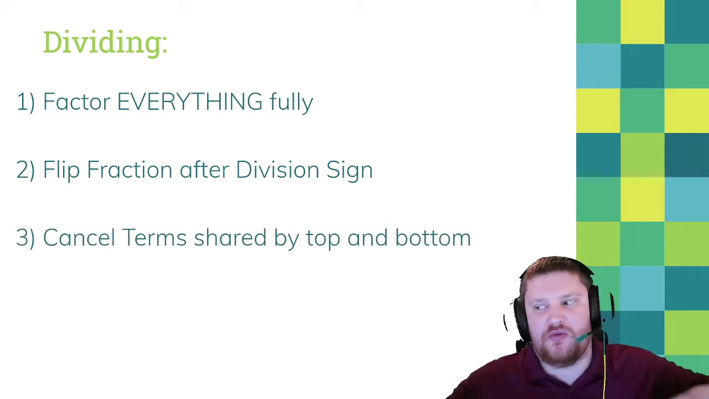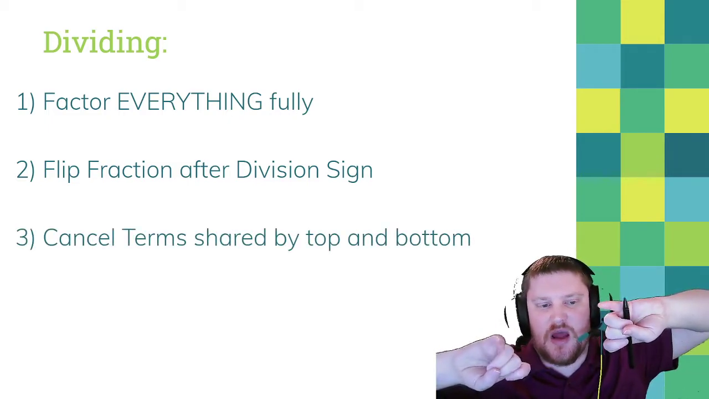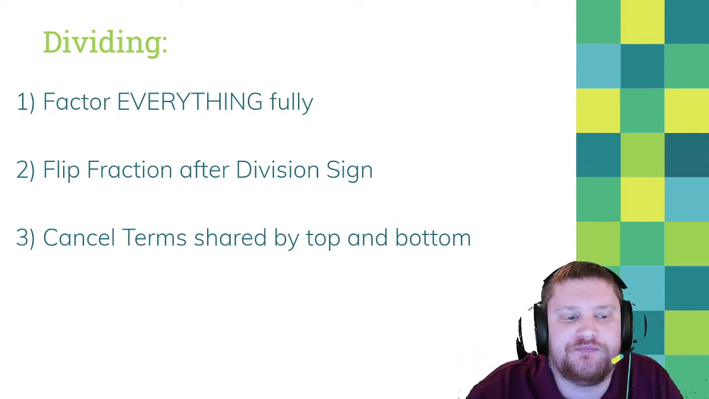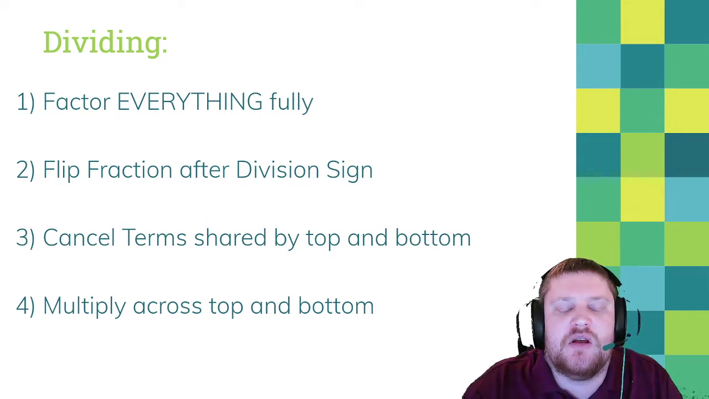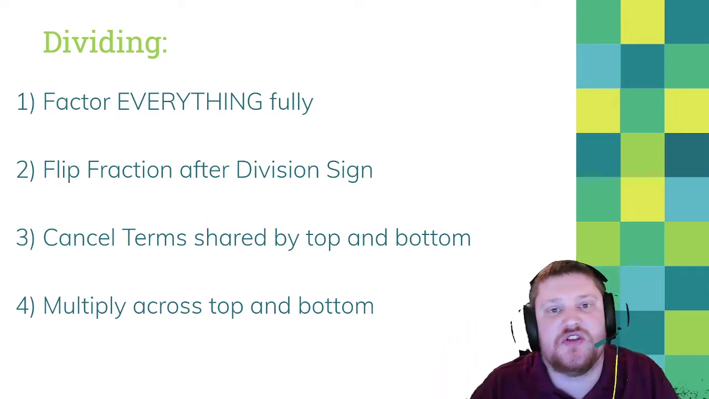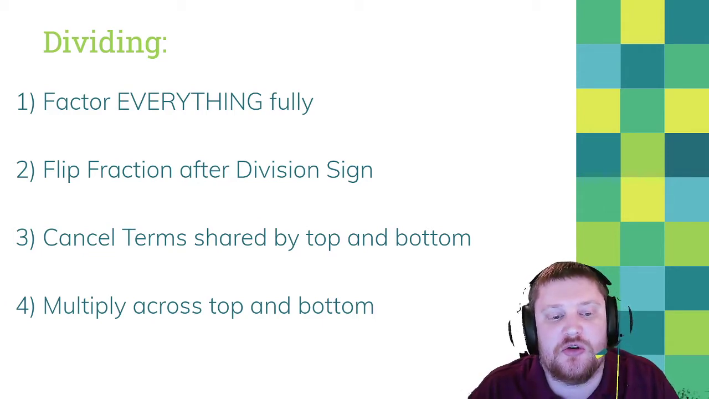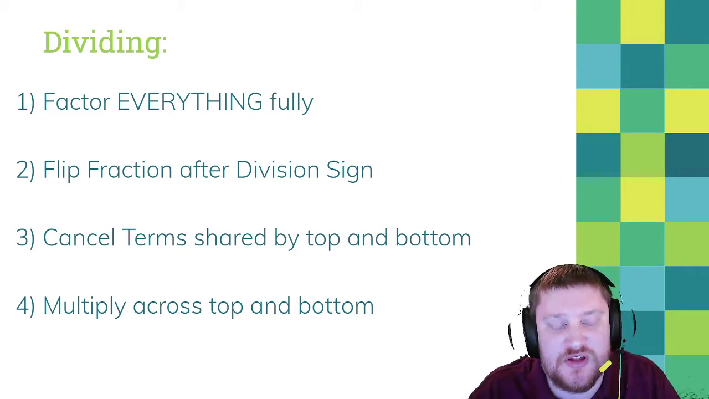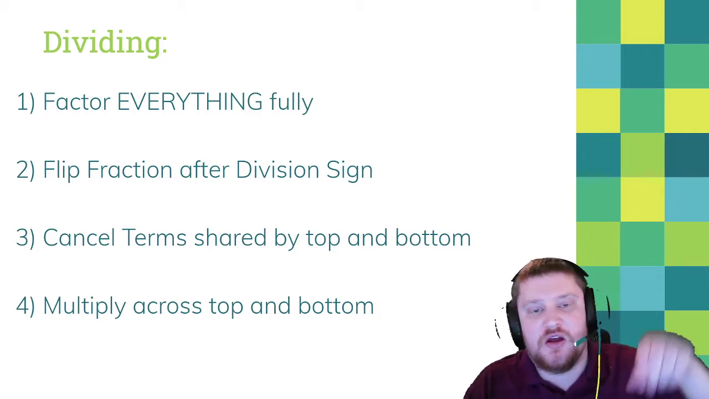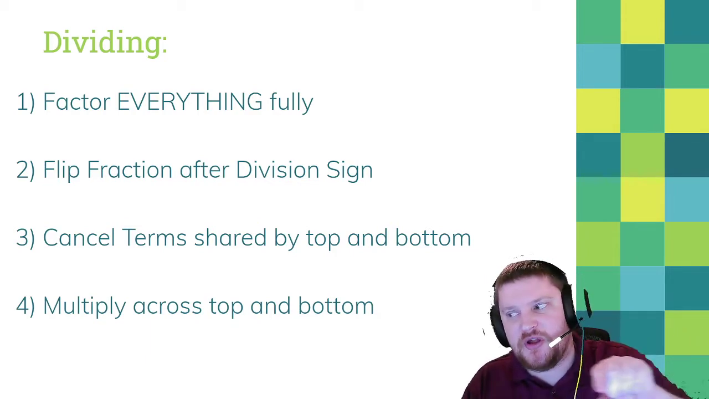Then, just like before, everything that's on top and bottom that is shared between the two, you'll cancel them out. Next, after you flip the fraction, you actually change the division sign to multiplication. So after step 2, it's literally a multiplication problem. So step 4 is to multiply across the top and multiply across the bottom.